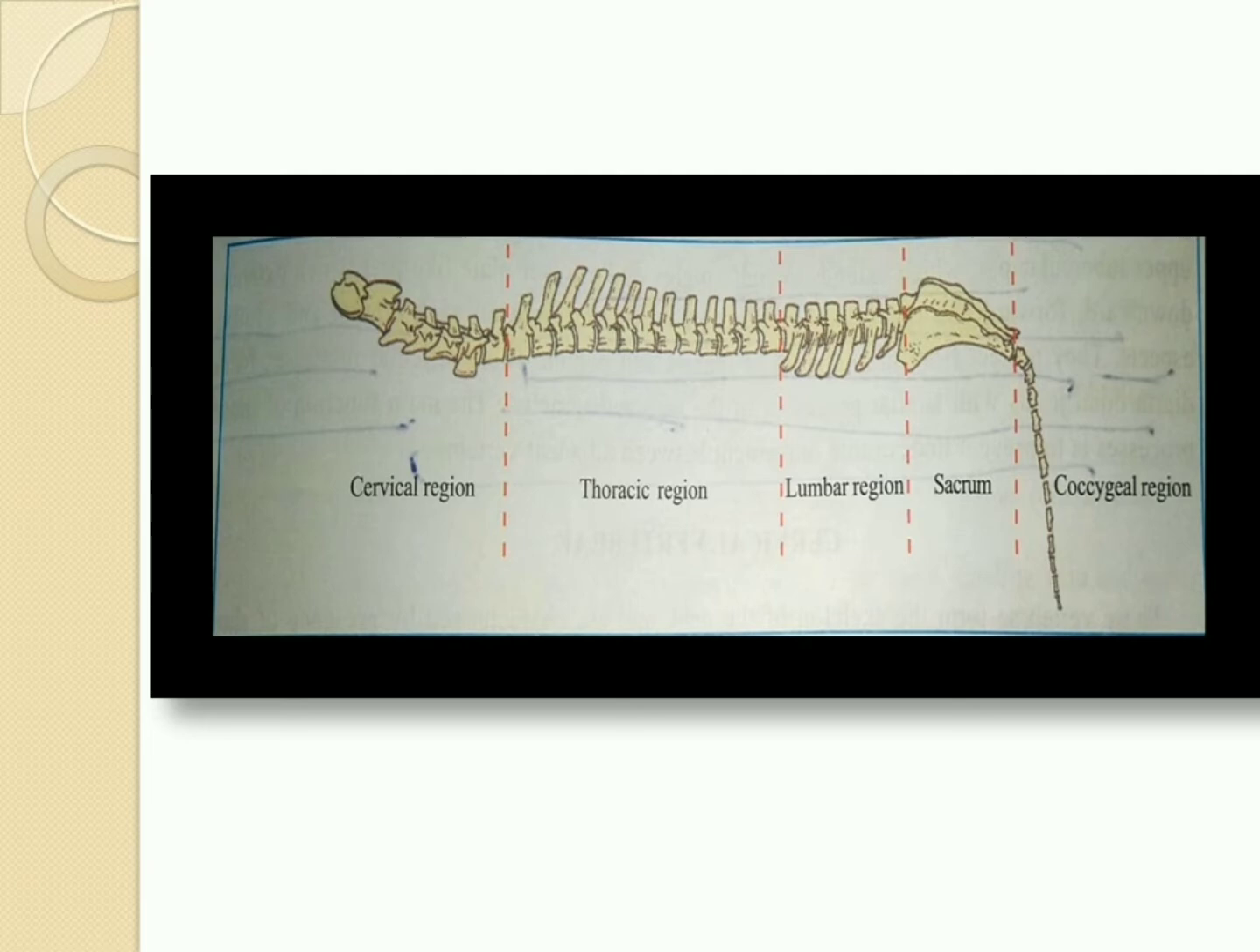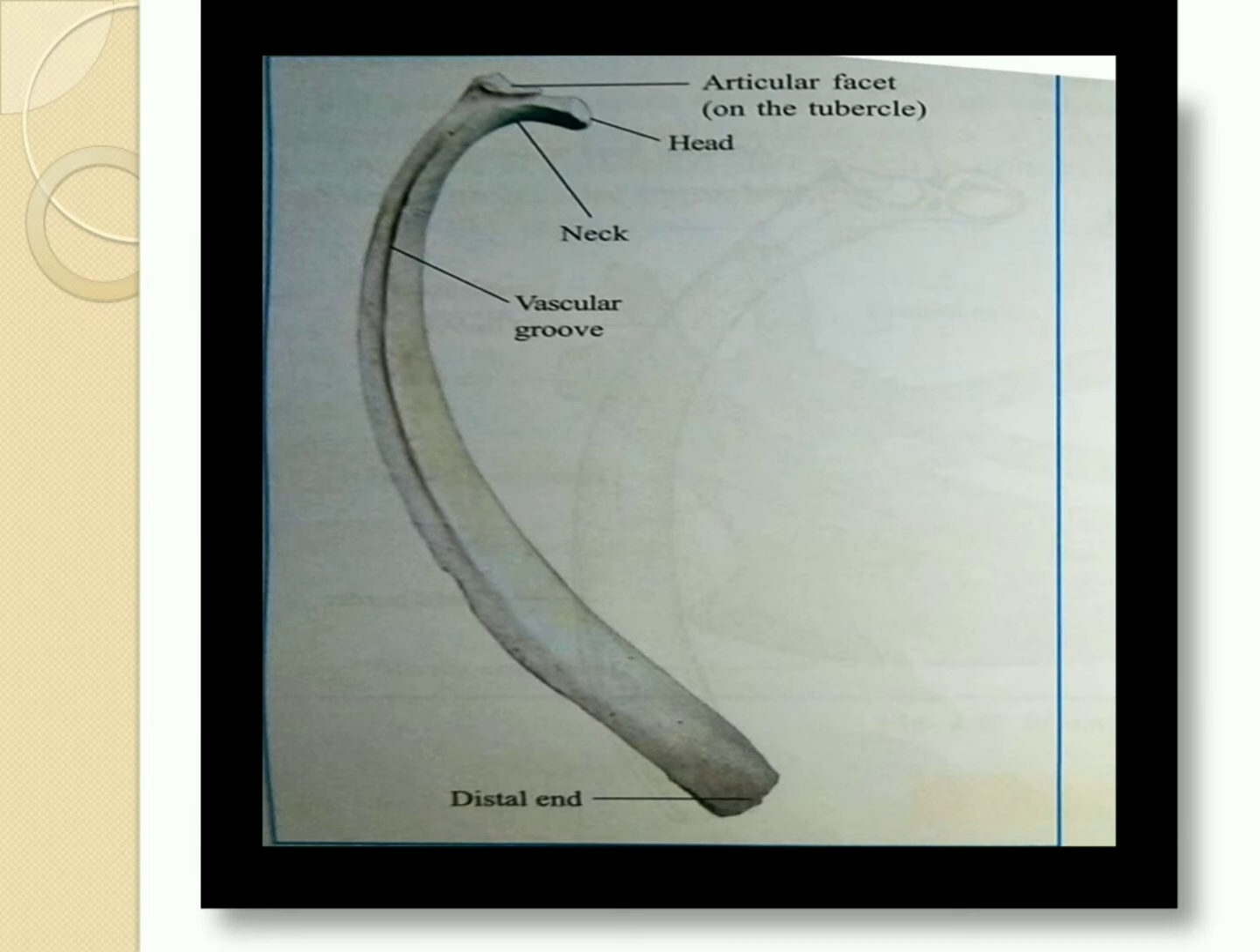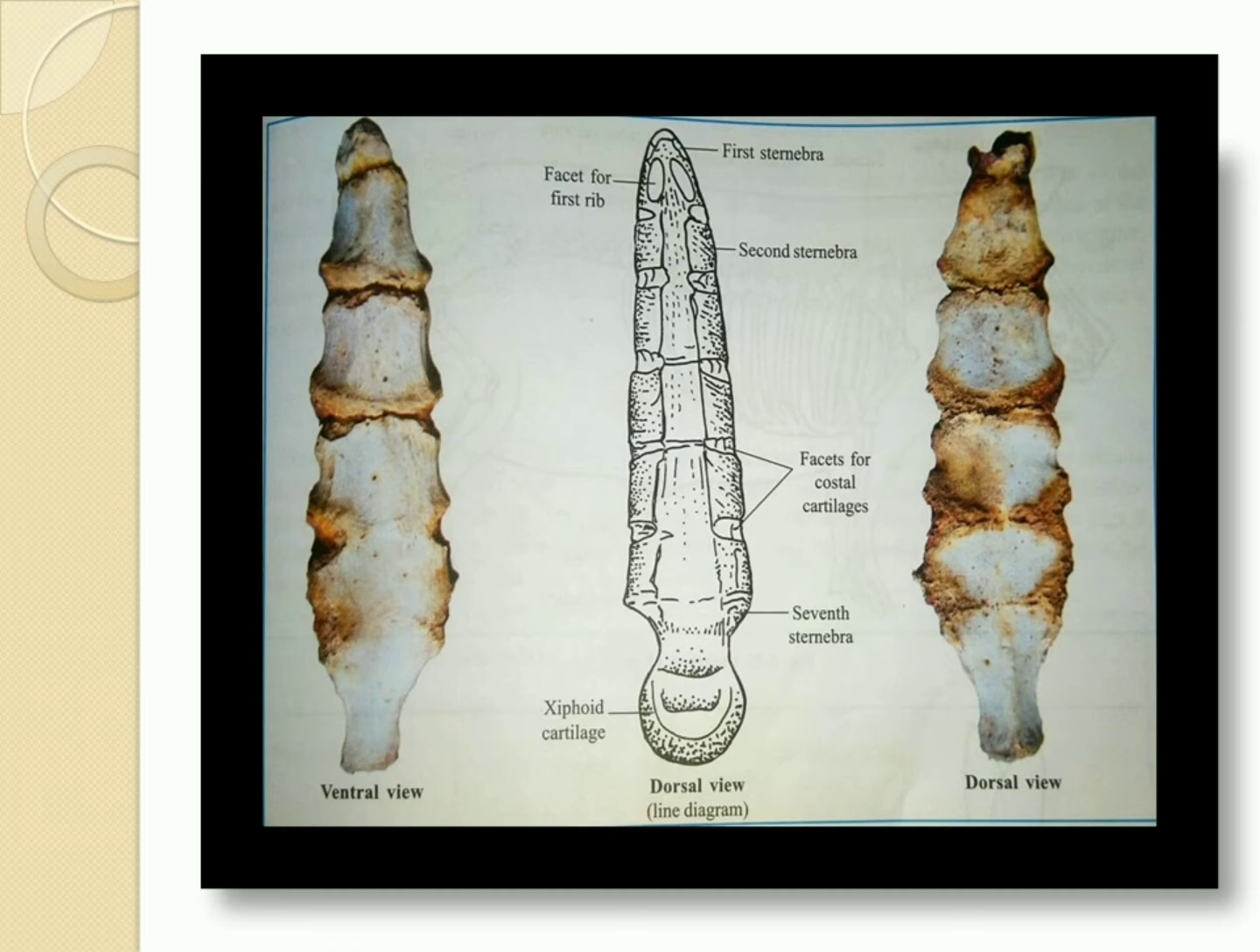Next, it is the vertebral column. This vertebral column can be divided into cervical region, thoracic region, lumbar region, sacral region, and the coccygeal region. Next picture is the picture of ribs. These ribs mainly consist of an articular facet for articulation, a head, neck, tubercle, and a distal end. This is the picture of sternum, which is also a part of the axial skeleton. This bone consists of many segments known as sternebrae. The first sternebra is the manubrium sterni and the last one is known as the xiphoid cartilage.